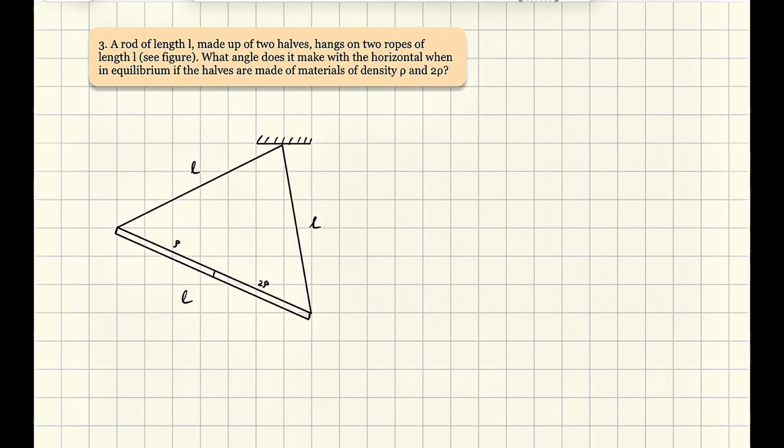Dear friends, right now let's try to solve this problem number 3. A rod of length L made up of two halves hangs on two ropes of length L as well. What angle does it make with the horizontal when in equilibrium if the halves are made of materials of density rho and 2 rho, double rho, right?